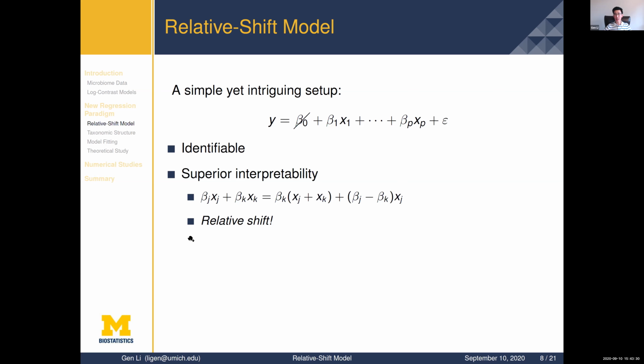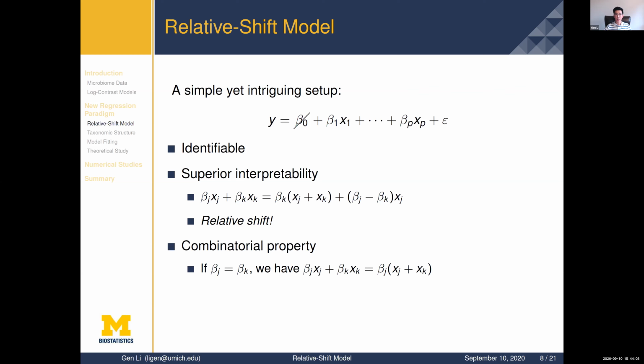In other words, the contrast of beta j and beta k can be directly interpreted as the effect on response Y of shifting a unit concentration from the k-th taxon to the j-th taxon while holding all the other taxa concentrations fixed. Similarly, you can show that any contrast can be interpreted in this way. So the contrasts of regression coefficients can be interpreted as the relative effects of concentration shift. That's why we call this the relative shift model.